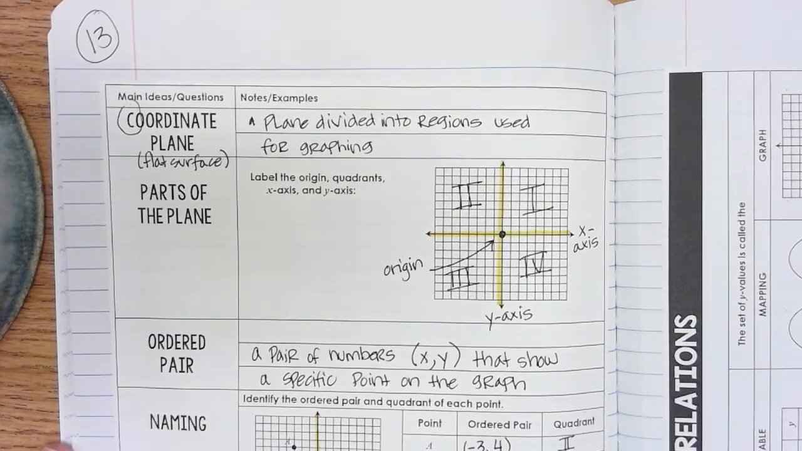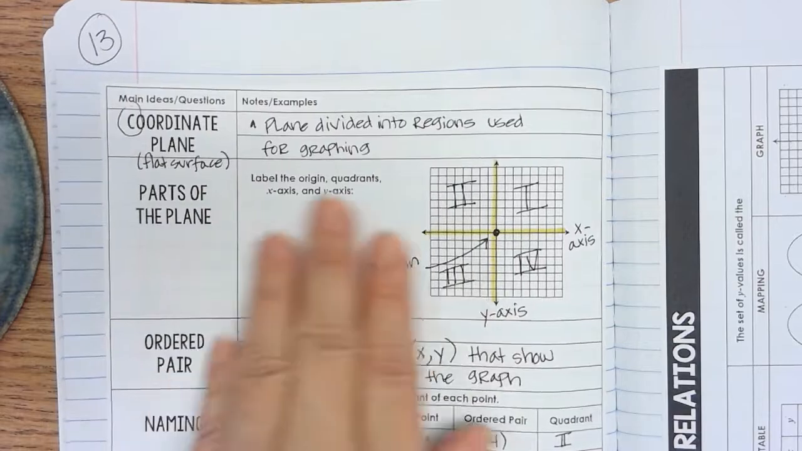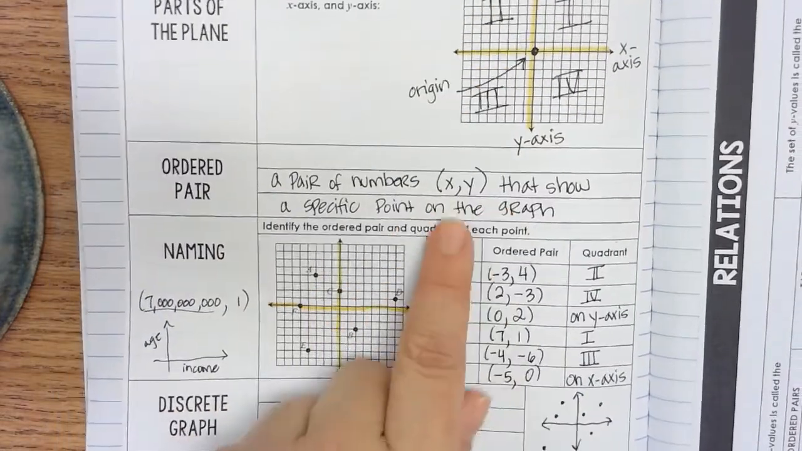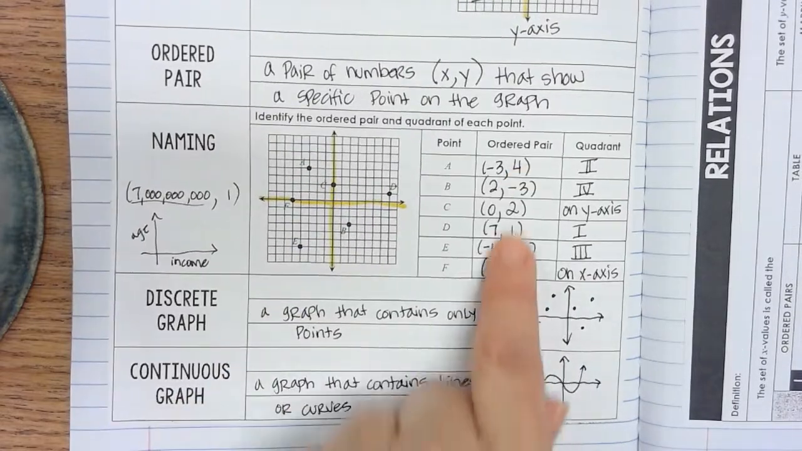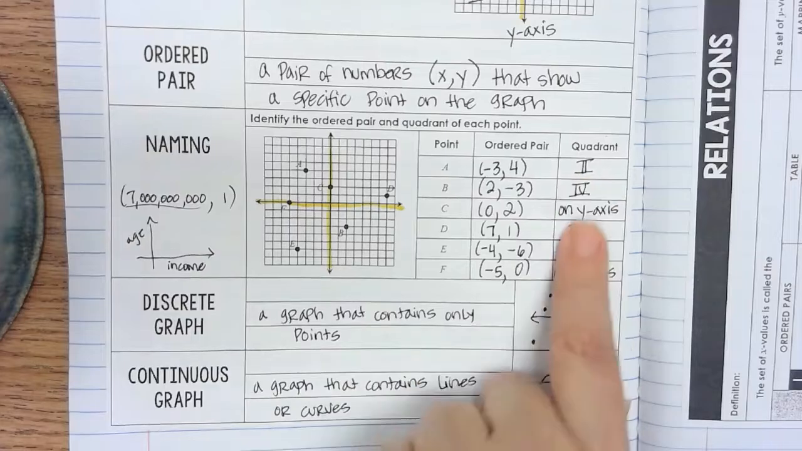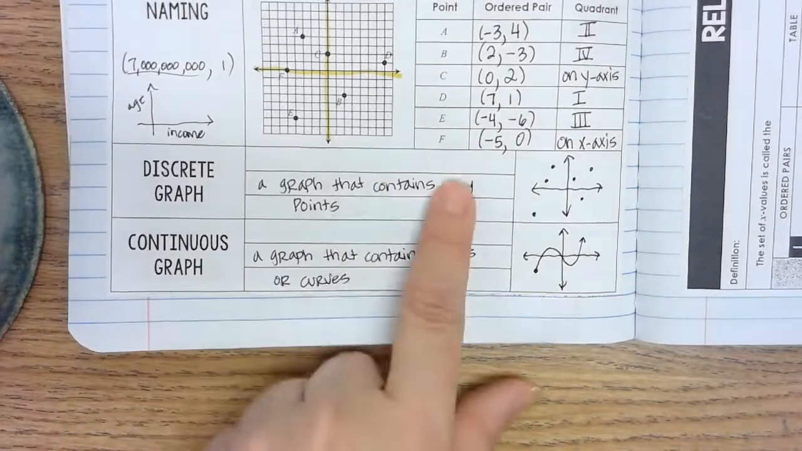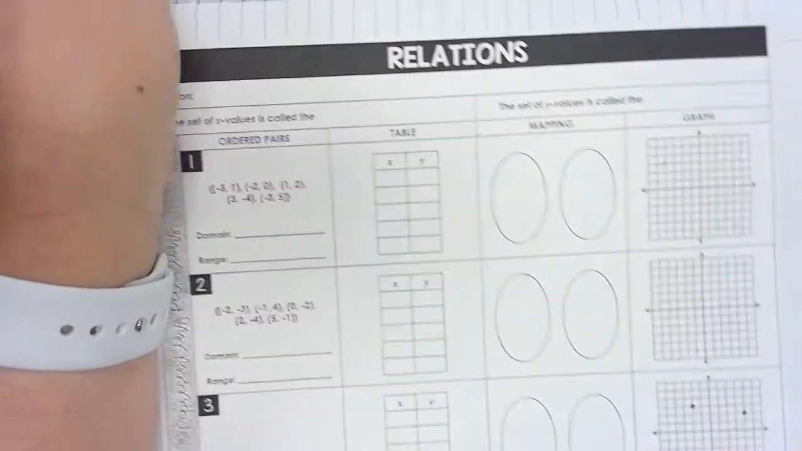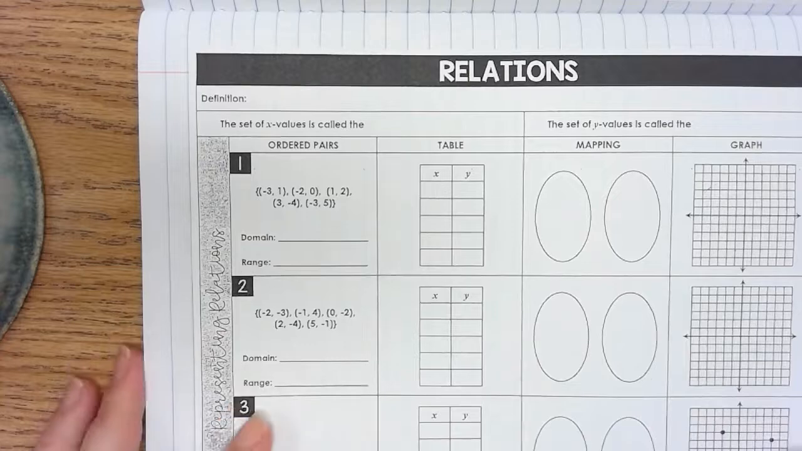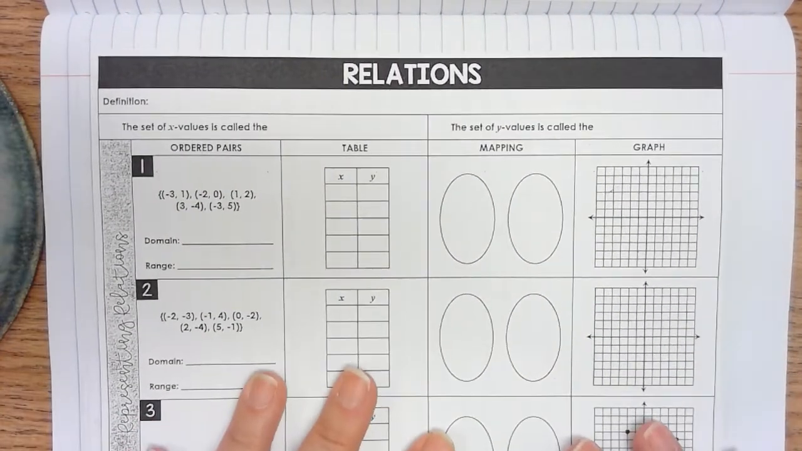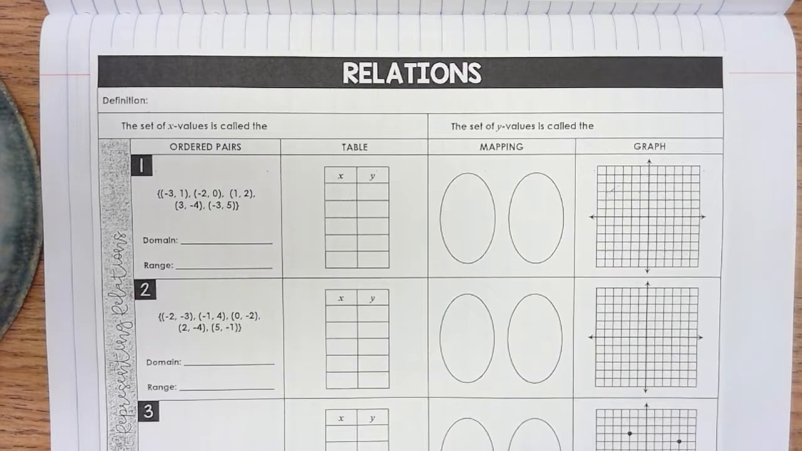On Wednesday, we just did a quick little coordinate plane review. We talked about the parts of the coordinate plane, ordered pairs, and how to locate the coordinates of points. We talked about the quadrants, and briefly about discrete graphs and continuous graphs. Today we're going to switch gears and talk about relations. If you turn to page 14, we're going to talk about relations and then how to tell if a relation is a function, okay?